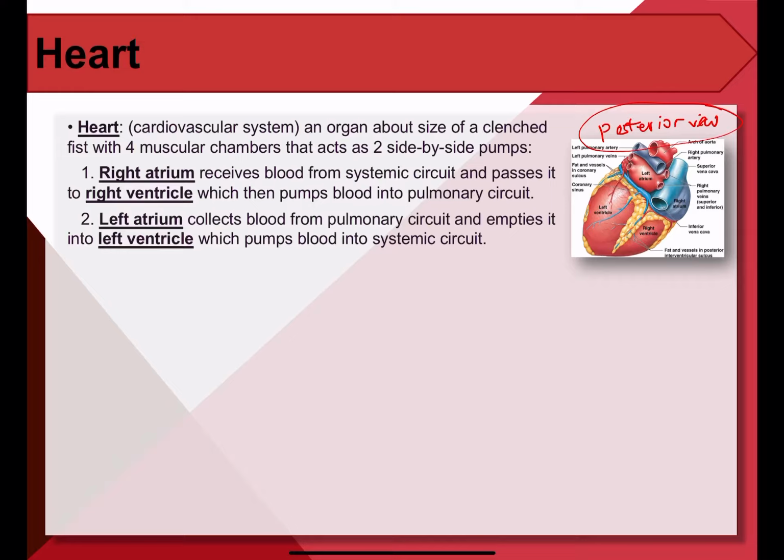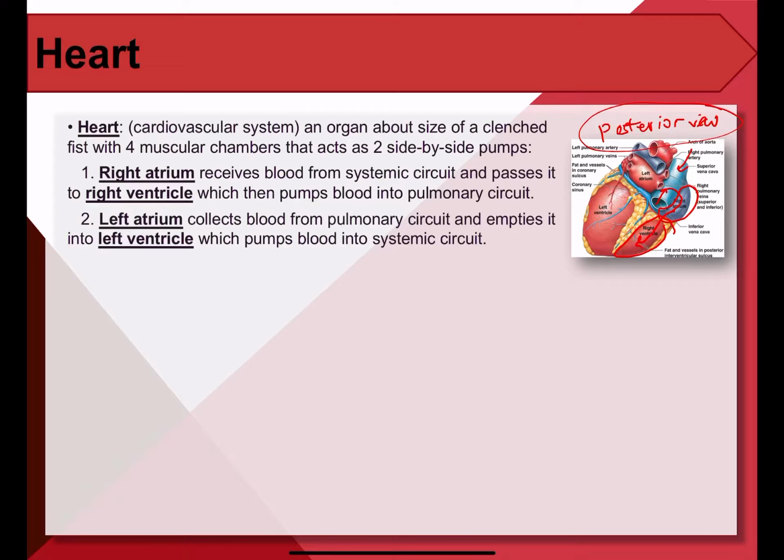That doesn't happen. All right, so this small little blue part right here is the right atrium, which receives blood from your systemic circuit and passes it on to the right ventricle. So blood goes in from your superior vena cava or your inferior vena cava, travels into the right atrium, into the right ventricle. And then the right ventricle, of course, will pump it into the lungs through the pulmonary circuit.